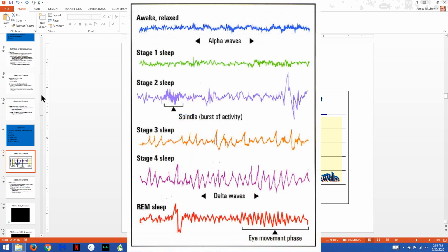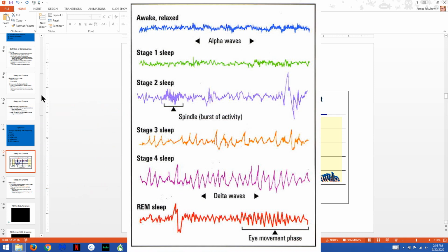Alpha waves have a very low amplitude and a very fast cycle. So there's a very, very short wavelength and a very, very low amplitude. That's what alpha waves look like. All the way at the other end, at stage 4, you have a very high amplitude and a very long wavelength.